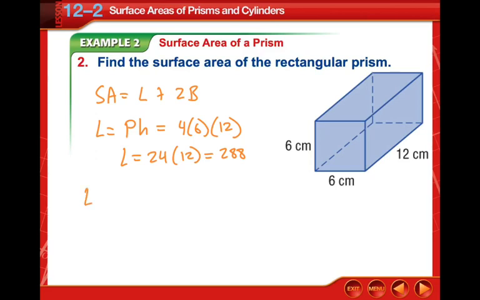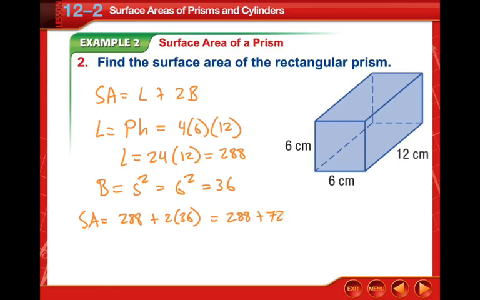So now the area of our base is going to be side squared because it's a square. So 6 squared, or 36. So our surface area is equal to 288 plus 2 times 36. 36 times 2 is 72. So that's 288 plus 72. So that'd be nice and round: 360, and our unit is square centimeters.